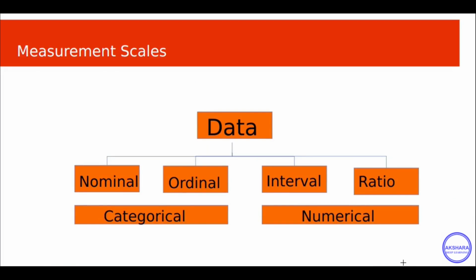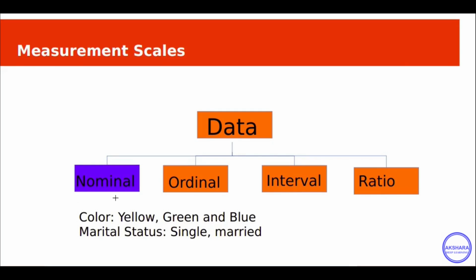Data can be divided into 4 parts based on measurement scales: the nominal, ordinal, interval, and ratio. Nominal scale data, which is qualitative and can't be ordered, falls in this category. Example: marital status, single and married. It cannot be ordered. Even for the colors, can you order them in some ascending or descending order? No arithmetic operations like addition, subtraction, multiplication, or division can be performed on this data.